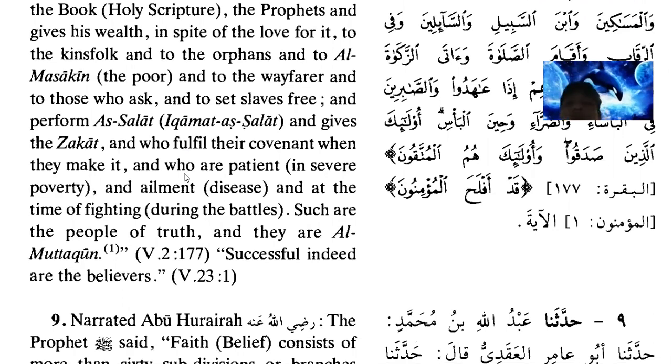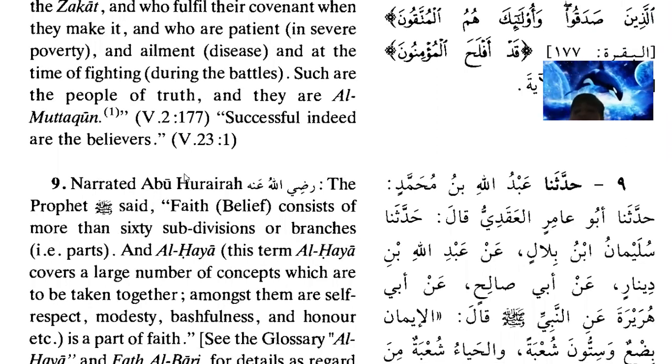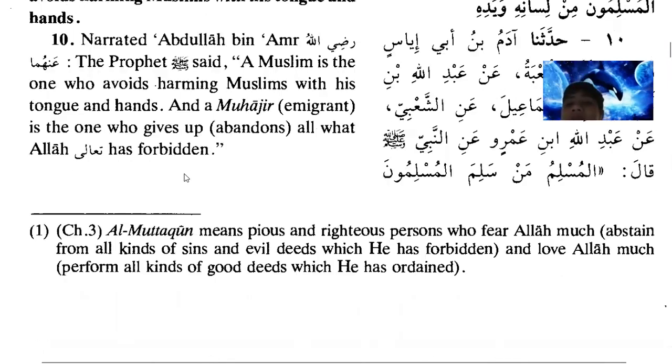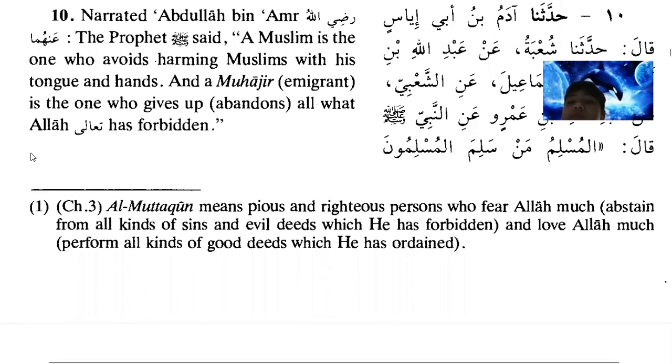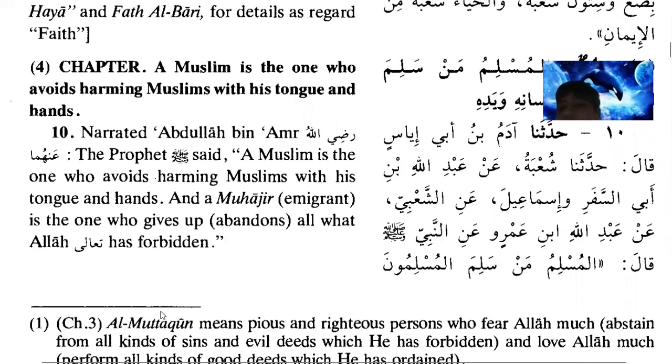severe poverty and ailment, disease, and at the time of fighting during the battle. Such are the people of truth, and they are all the muttaqun, successful, they are believers. Read this point. Al-Muttaqun means the pious and righteous persons who fear Allah much, abstain from all kinds of sins and evil deeds which He has forbidden, and love Allah much, perform all kinds of good deeds which He has ordained.